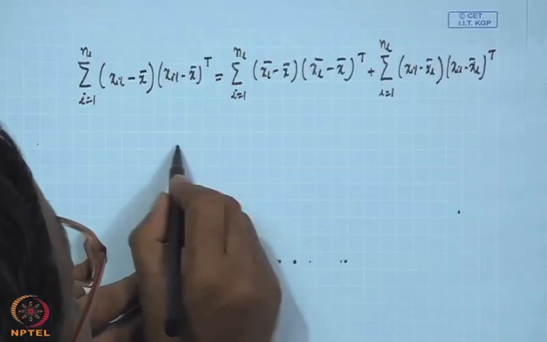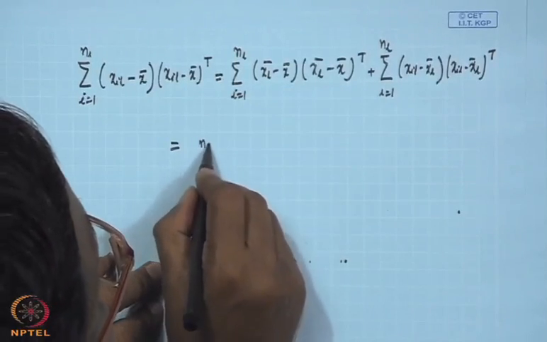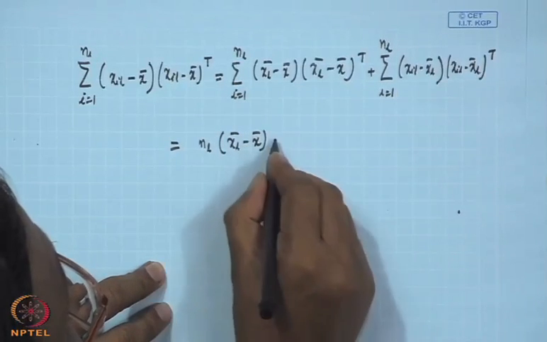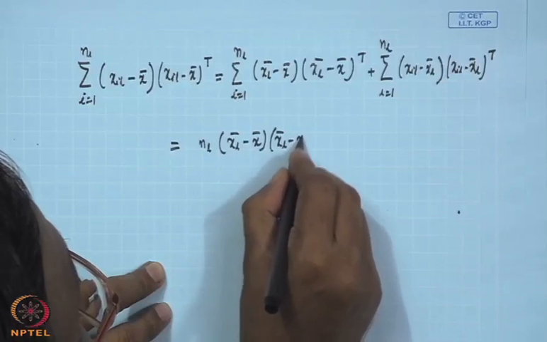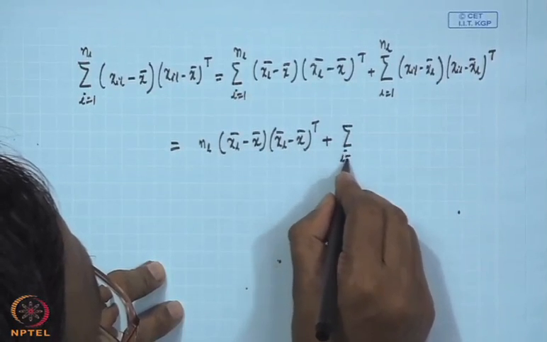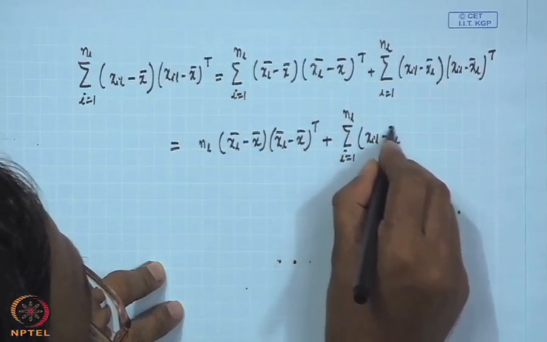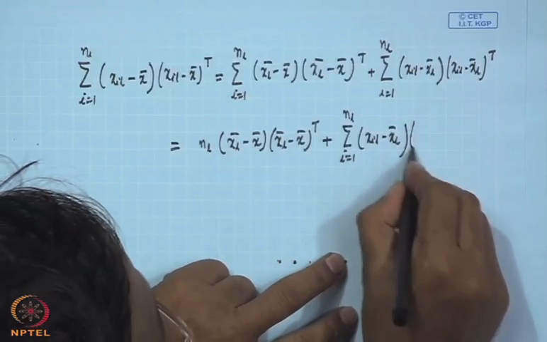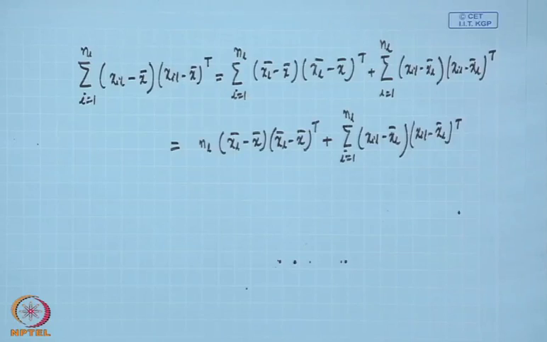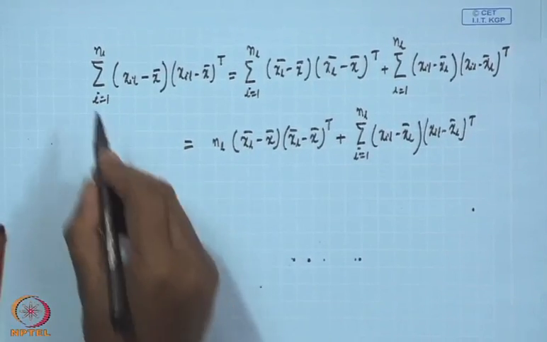So, this quantity can be further written like this. See here there is no ith term. So, you can straightaway write n L into XL bar minus x bar into XL bar minus x bar transpose, plus the ith term is available here: the sum over I of XIL minus XL bar into XIL minus XL bar transpose. So, we have taken the sum over I. Now, take the sum over L.